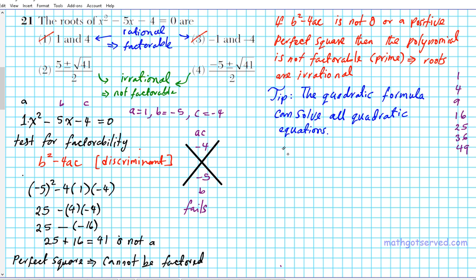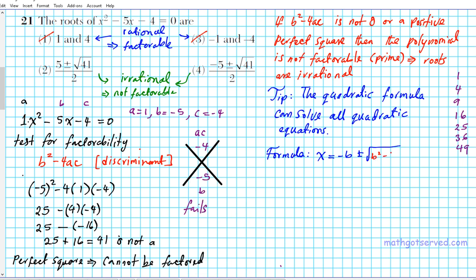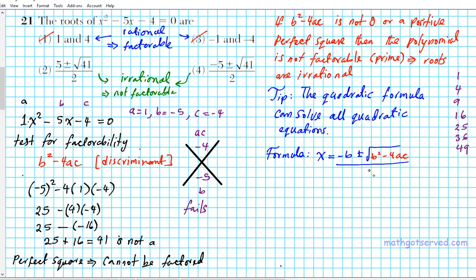So if you know your quadratic formula, and you also know how to use it, you're in good shape. So let's write down what the quadratic formula is. x equals negative b plus or minus the square root of b squared minus 4ac, the entire thing, not just the radical component, all over 2a. That, ladies and gentlemen, is your quadratic formula, and it always works.